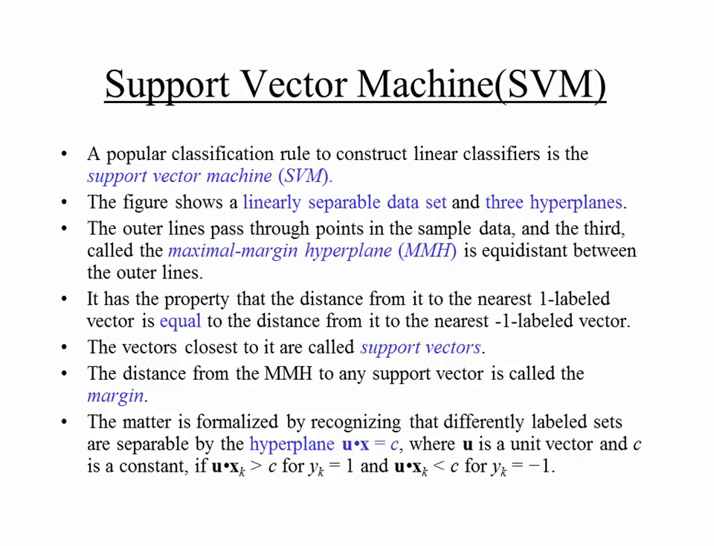And u times xk less than c for yk equal to -1, right? Then all these points that correspond to one class or the other will lie on different sides of that hyperplane. So the hyperplane can separate them, right? So that's the idea, okay?